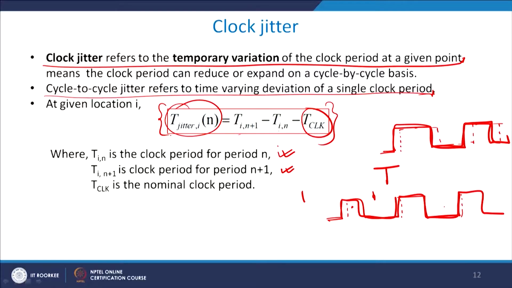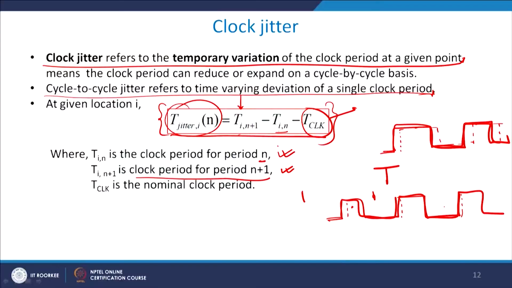Skew does not change from cycle to cycle, whereas jitter changes from cycle to cycle. We define jitter at any particular location I to be equal to T I n plus 1, which is the clock period for the n plus 1th cycle, minus T I n at the nth clock. When you go from the n plus 1th clock to the nth clock, the difference between the two is your jitter, but you understand that you already have the clock period common to both of them. So, when you subtract that, you get the overall jitter. This is from cycle to cycle. Once you have one cycle and another cycle, the jitter varies from cycle to cycle.